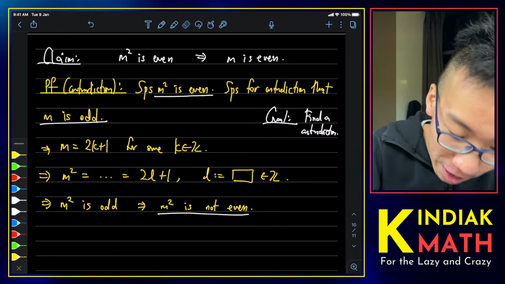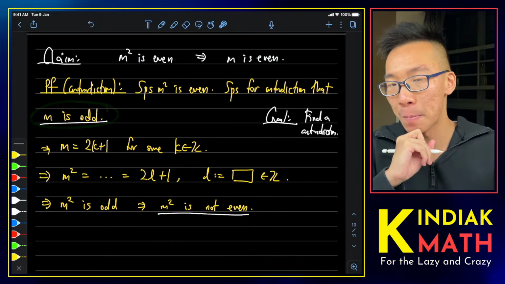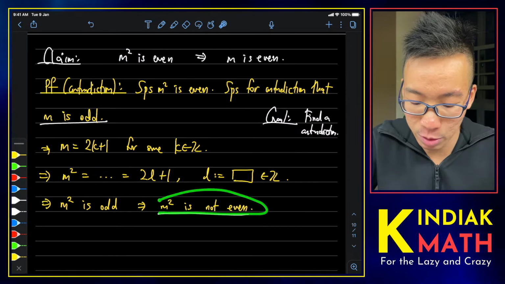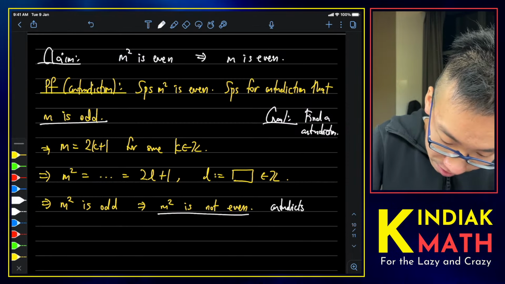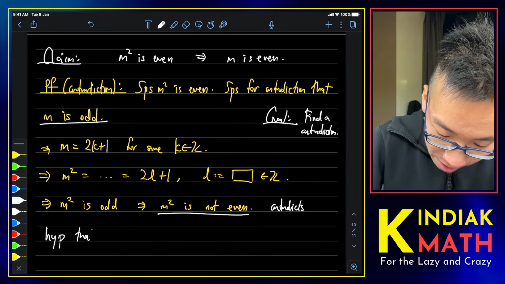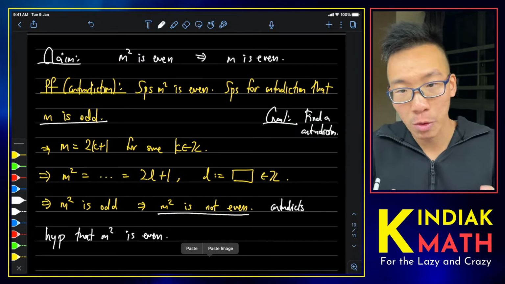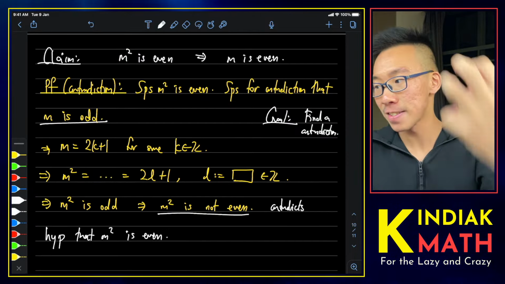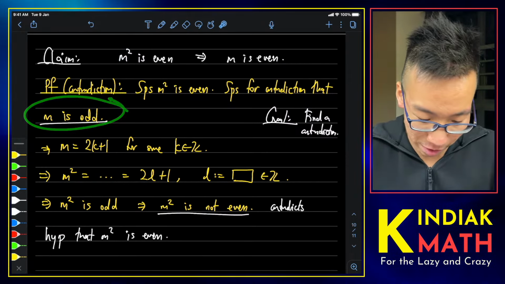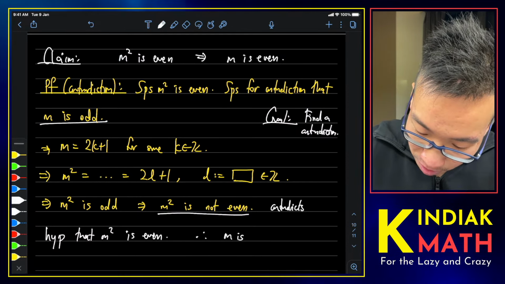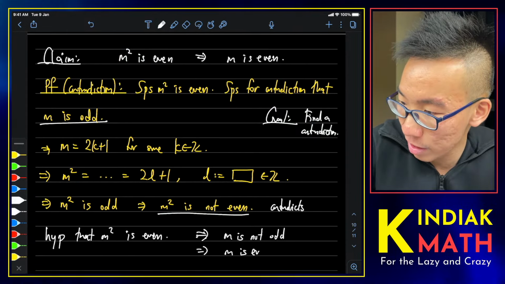That's a contradiction. Or rather, more like this. What do we contradict? We suppose that m is odd, and then we obtain that m squared is not even. But this contradicts the hypothesis that m squared is even. So this is the contradiction. The contradiction itself tells us that this is not true. So therefore we can conclude that m is not odd, which means that m is even.